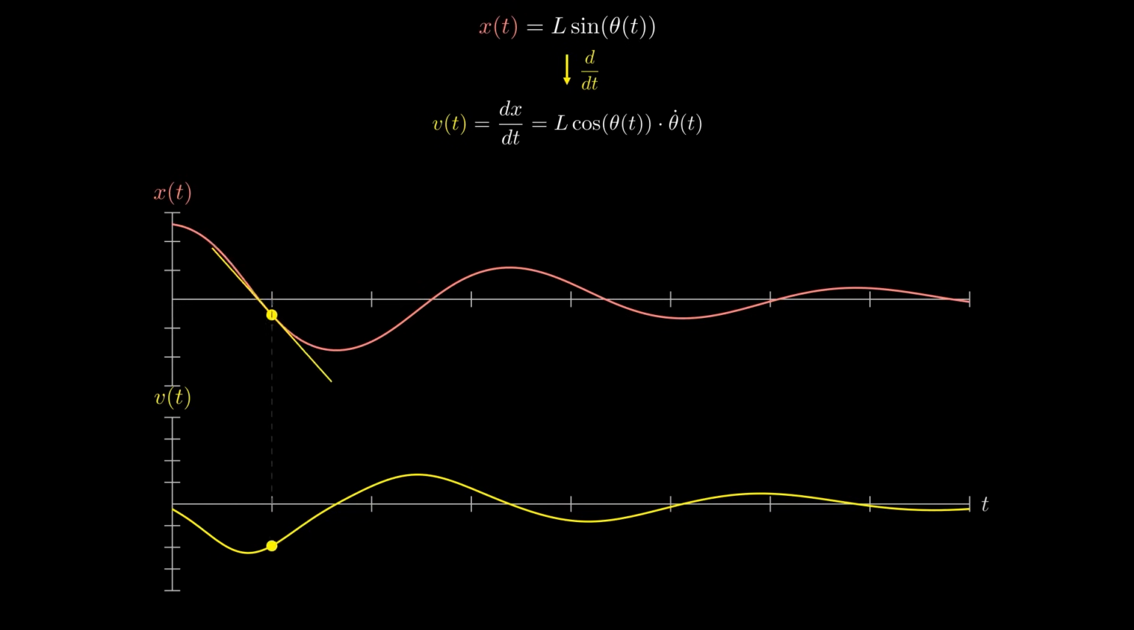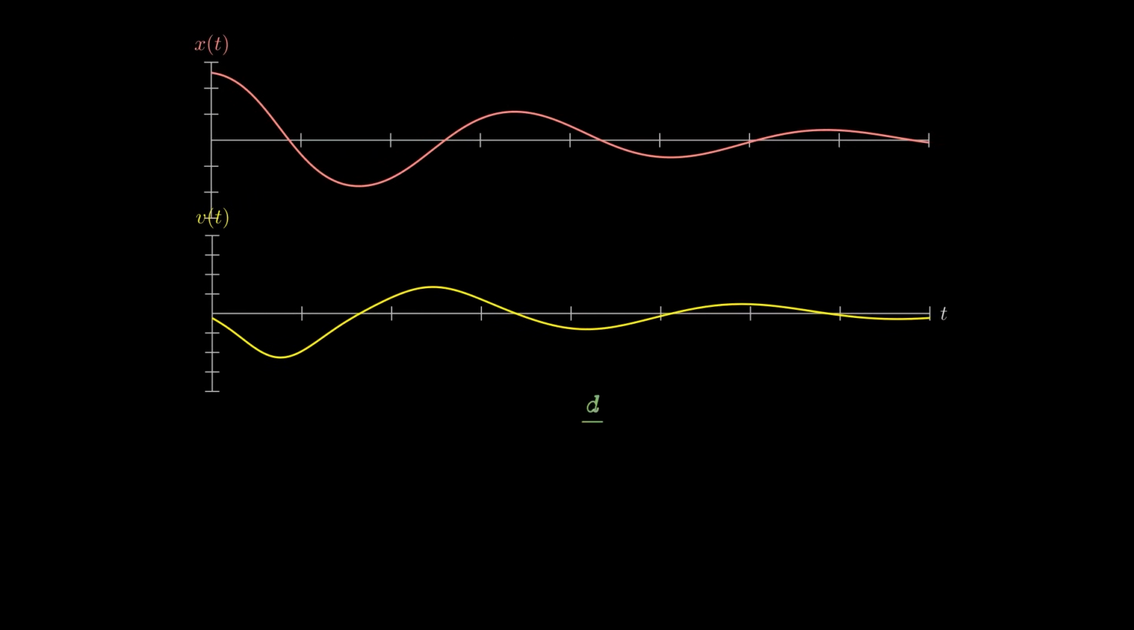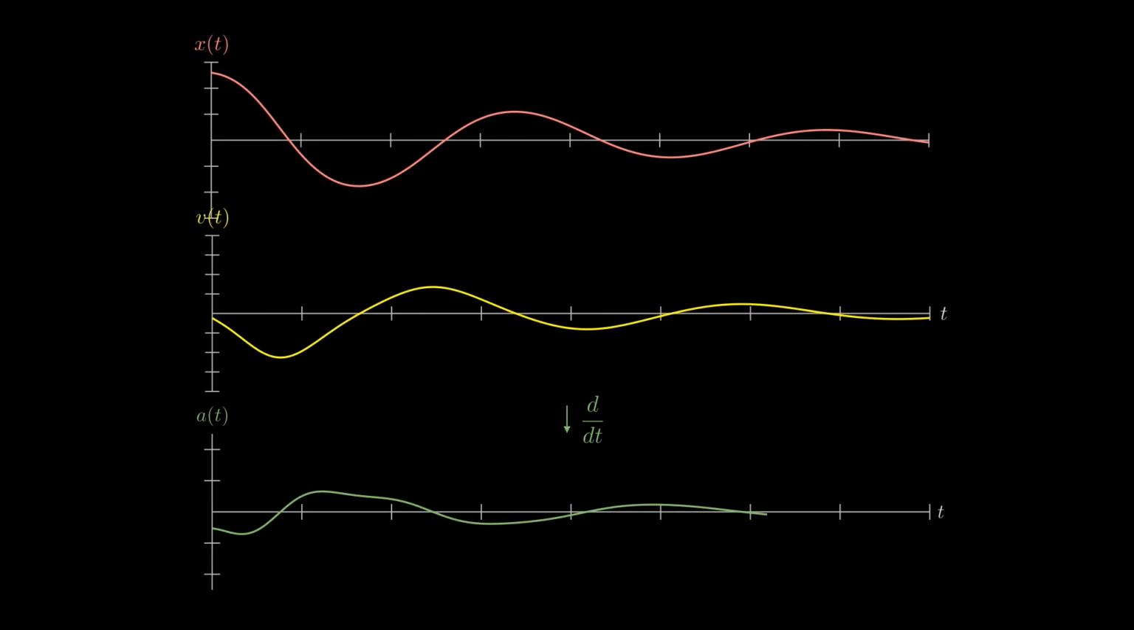Notice that when the tangent is flat, this is where the position of the bob starts going in the other direction, and the velocity is 0 here. We can now do this again, taking the derivative of the velocity function. We would then get the slope of the tangent of the velocity plot. This is the change in velocity. We also call this acceleration.